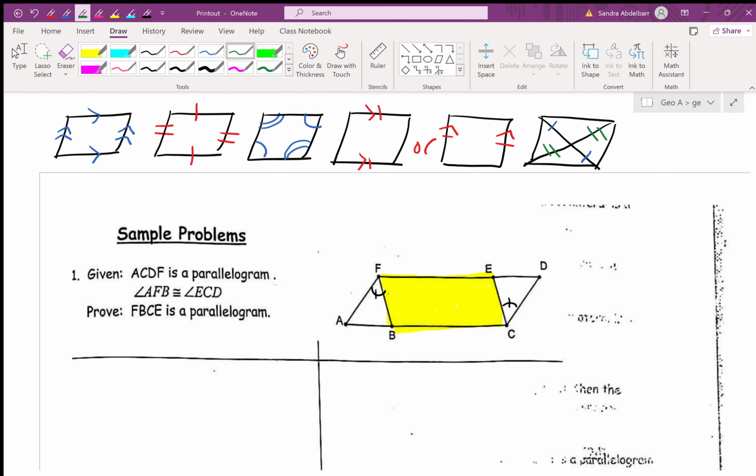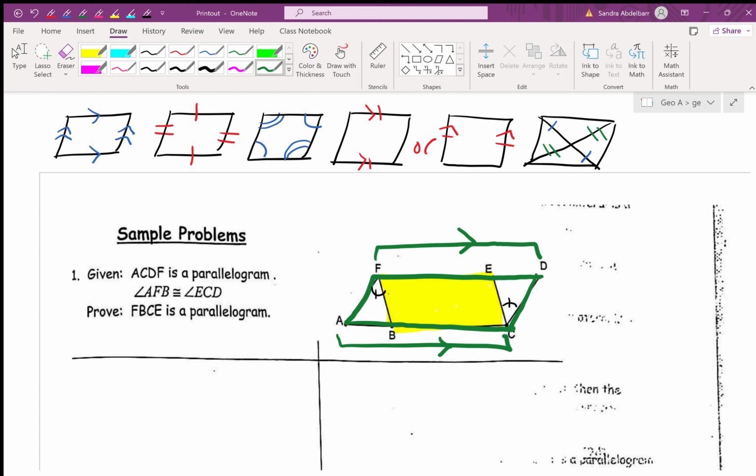So let's see. We know that the big shape out here that I'm highlighting in green is a parallelogram. So that means we can use any properties of a parallelogram on the big green quad to help us. And we only have angle AFB and angle DCE congruent. So as of right now, are we able to say FBCE is a parallelogram? No. Now, I can say, since FDCA is a parallelogram, can I say that FD is parallel to AC? Well, if FD is parallel to AC, doesn't that mean that FE and BC also have to be parallel?